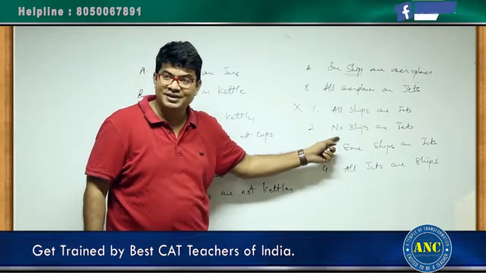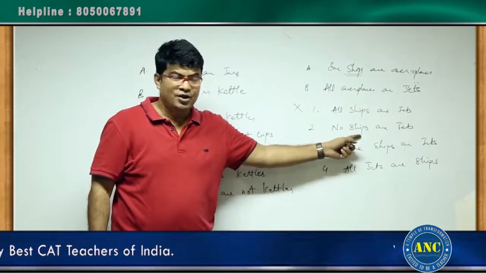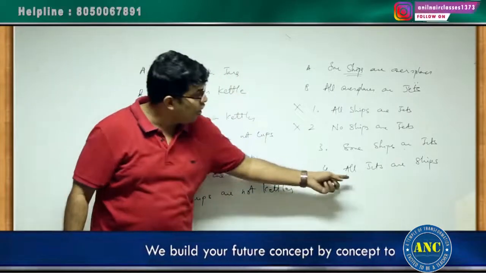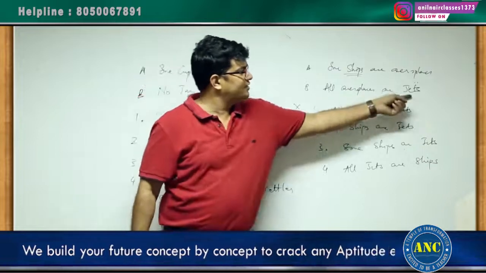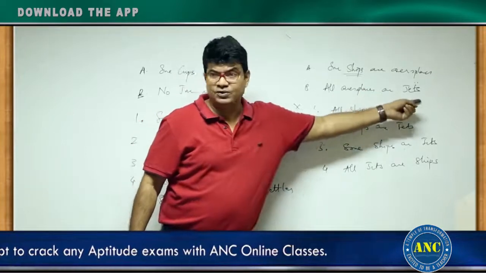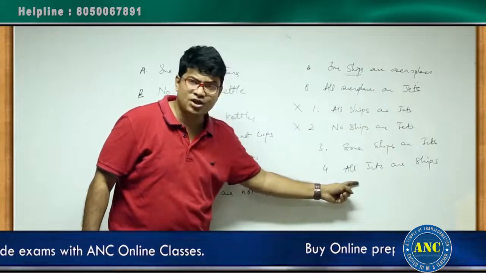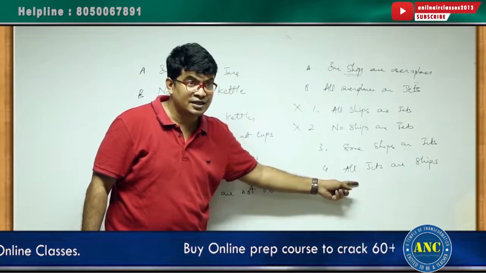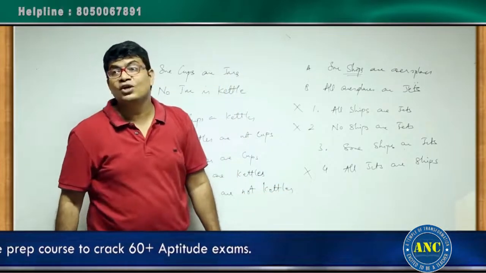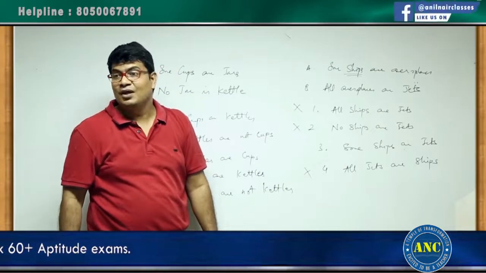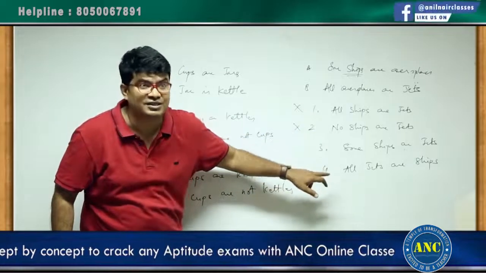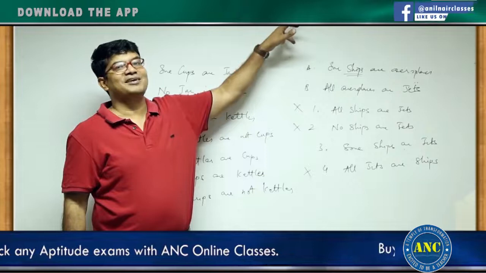Now, no ships. Universal negative. Even in this also ships is totally distributed, which is not distributed in the premise. So even this cannot be my answer. Now all jets or ships. In all aeroplanes or jets, is just jets distributed? Only aeroplanes are distributed. Is jets distributed? No. But here in all jets or ships, is it distributed? Yes. So even this cannot be my answer. So rule 2 is a rule of elimination. You cannot have a term to be distributed in the inference unless it is distributed in the premise.